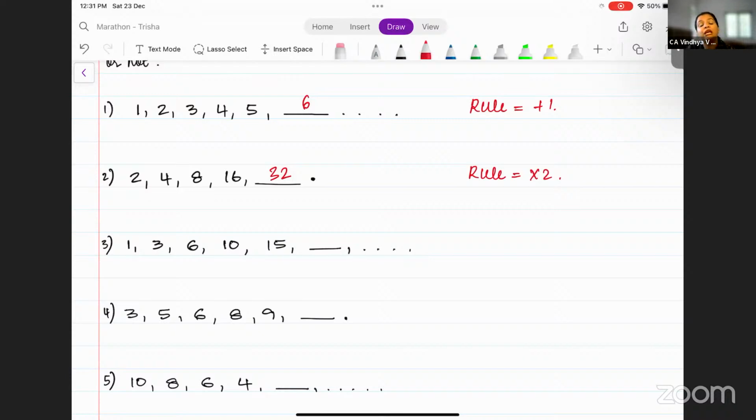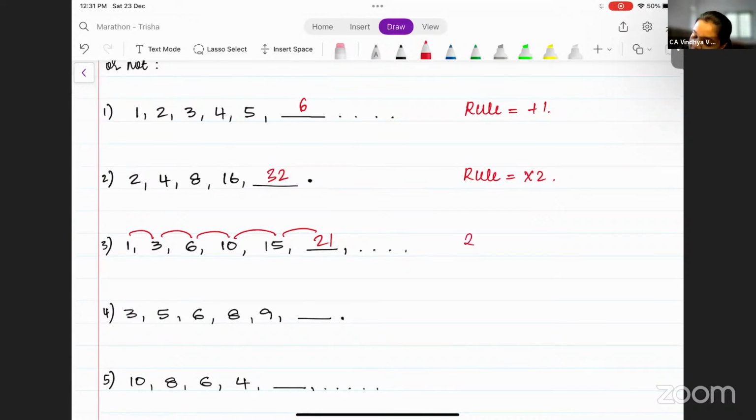1 plus 2 is 3. 3 plus 3 is 6. Plus 4, plus 5. Can I say plus 6? So plus 2, plus 3, plus 4, plus 5, plus 6. So 15 plus 6 is 21. So can I say here the rule is plus 2, plus 3, plus 4, and so on. All right, what is the next one?